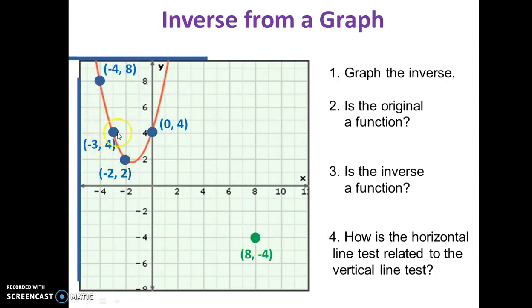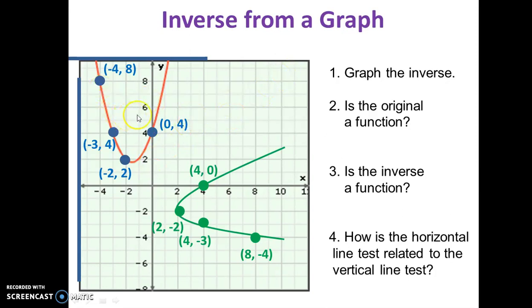The next point here would be 4, negative 3 on the inverse. So it's 4, negative 3. This point here on the inverse would be 2, negative 2. We've changed the values. And then this point here, 0, 4 on the original, would be 4, 0 on the inverse. So connect those and you have the inverse.